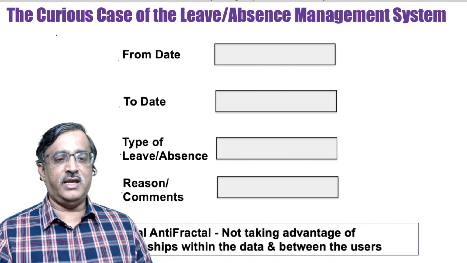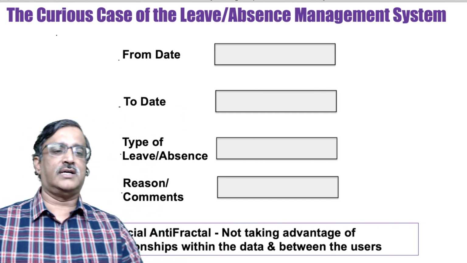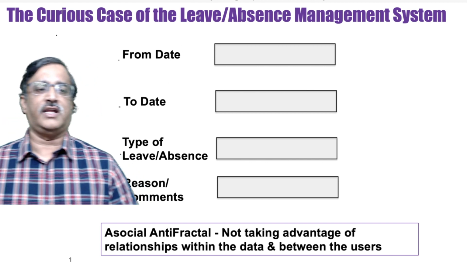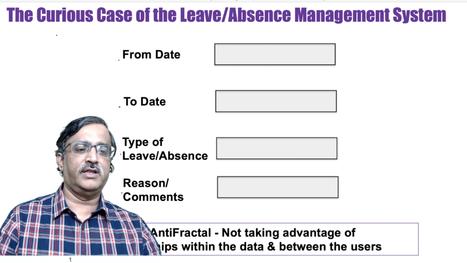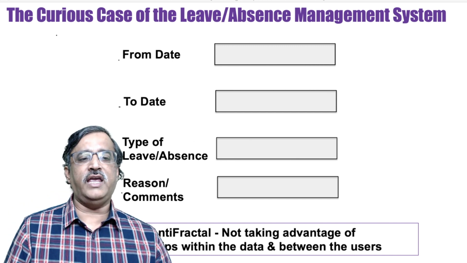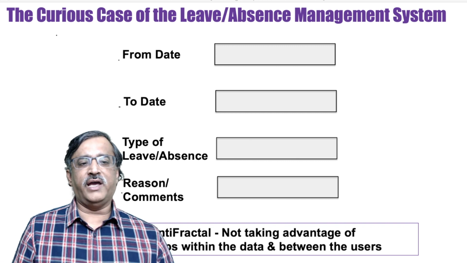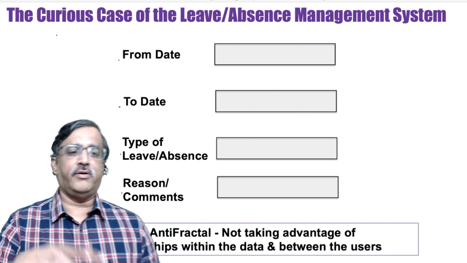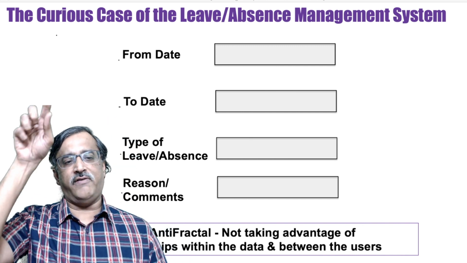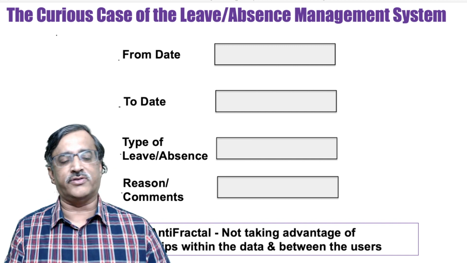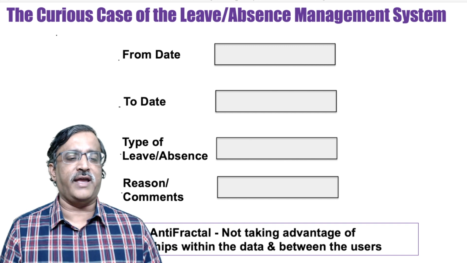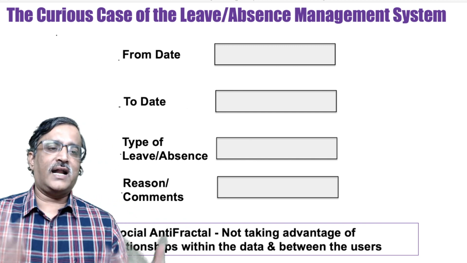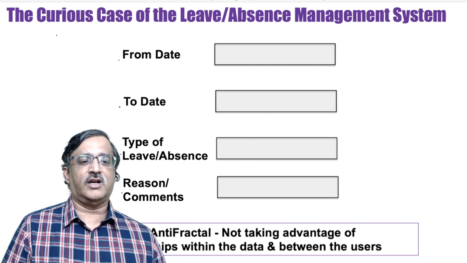So basically, being asocial means that we are not taking advantage of the relationships within the data and between the users. For example, in this case, when I am applying for the leave, I could say, hey, 3 of your peers are also taking leave on the same day. Would you like to apply? Or instead of, I have seen the type of leave have a drop down of at least 20 different options. Why couldn't the system say, Sukumar, you are applying for leave, you typically apply for personal leave, would you like to take that? So that level of personalization is possible with today's technology, but it is not being done.